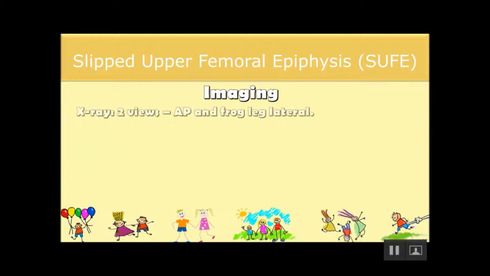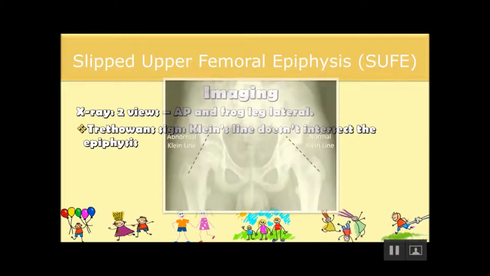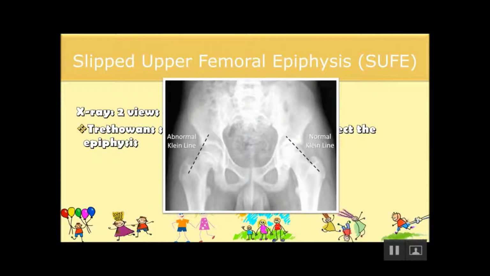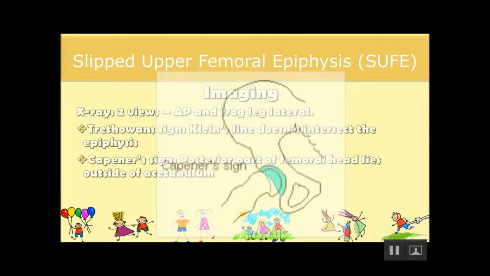Imaging requires two views, an AP and frog leg lateral. There is Trethowan's sign, where a line drawn along the superior border of the femoral neck, which is known as Klein's line, normally passes through the femoral head. This does not occur in SUFE. There is also Capener's sign, where the posterior part of the femoral head lies outside of the acetabulum.